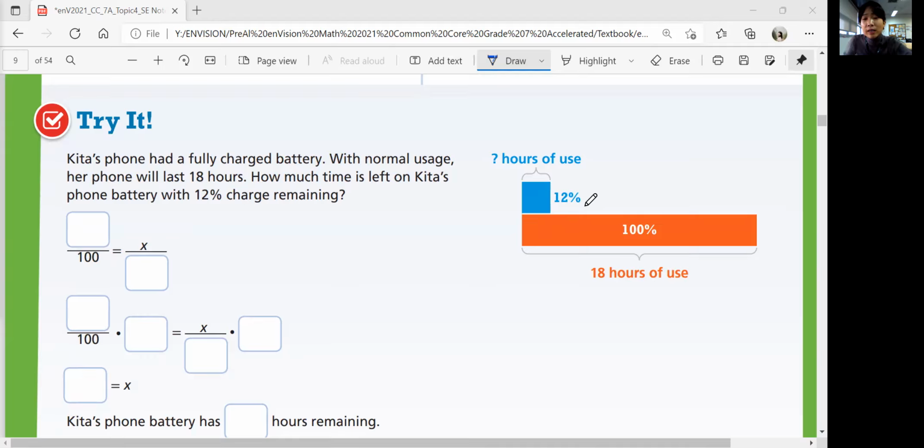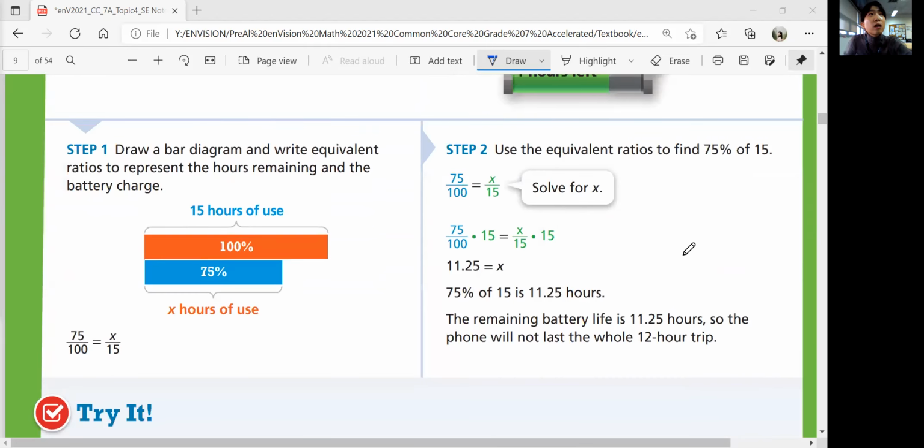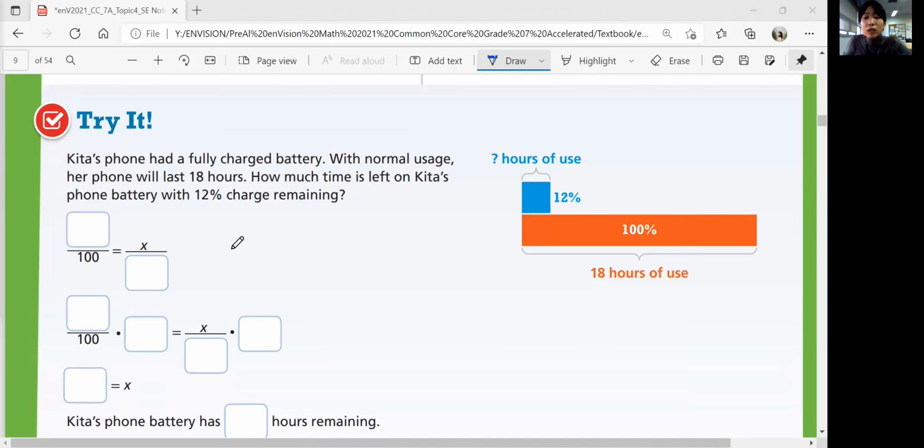Whoa, her phone's about to die. But her phone has a bigger hours for 100%. So her phone battery life is greater than our previous person. Okay, so 100%, she can use 18 hours. But you want to find 12% out of 100. 100% is 18 hours. Okay, so how many hours? X hours for 12%, right?